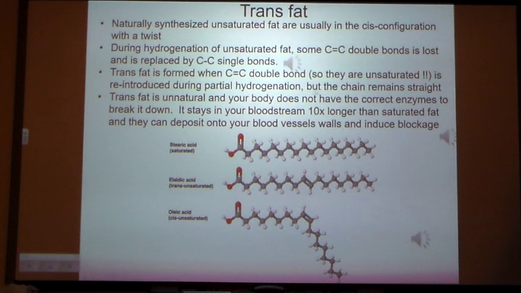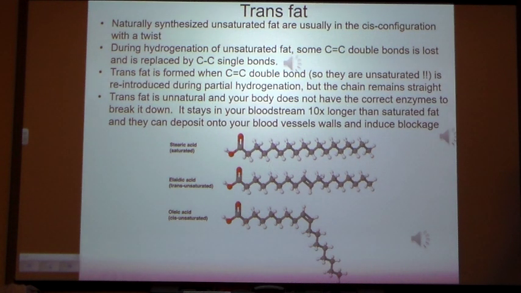Trans fat is unnatural, and the body does not have the correct enzymes to break it down. It stays in your body 10 times longer than saturated fat. That increases the chance of the fat molecule depositing in your blood vessels, which can trigger atherosclerosis, blockage, and heart attacks. So trans fats are actually the worst culprit associated with heart attack, worse than saturated fats. This is something that you need to pay attention to.